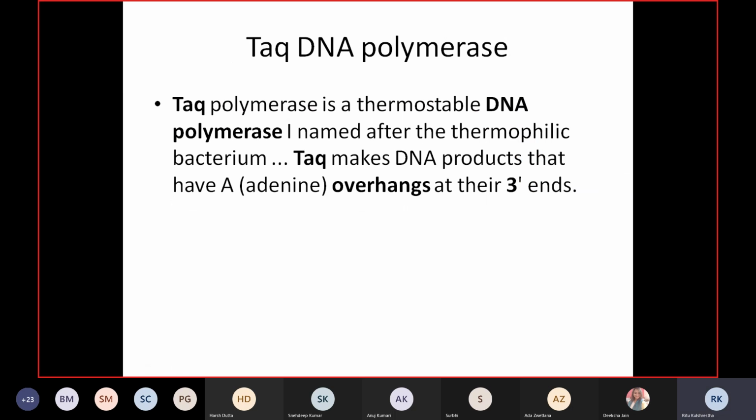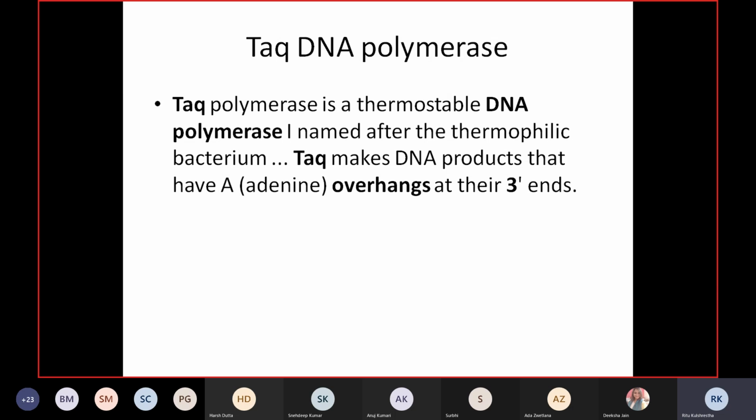I know it's a bombardment of so many enzymes, but as a molecular biologist, you have to know all these various enzymes, because only then will you be able to plan your experiments well. In your particular application, what combination of enzymes you require is very, very important.